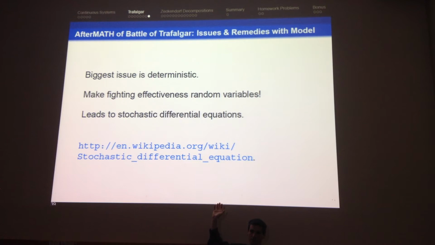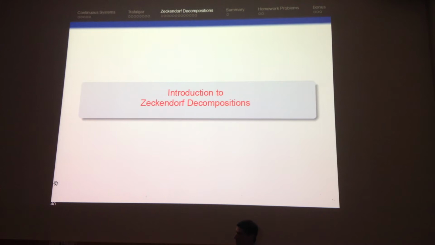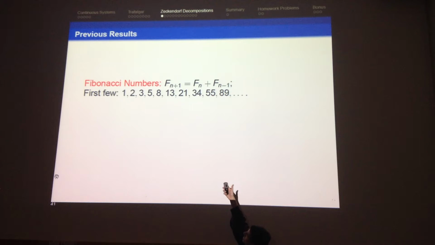Okay, I want to now go back and talk a little bit about Zeckendorf decompositions. This is a discrete problem, but we're going to use some of the stuff we've been talking about in the continuous setting to handle this, and this is going to introduce us to a lot of the different probability tools that we'll be using in the rest of the semester. All right, so the Fibonacci numbers: we have the recurrence relation F_{n+1} = F_n + F_{n-1}. The first few, hopefully you've all seen: 1, 2, 3, 5, 8, 13, 21, 34, 55, 89, and so on.